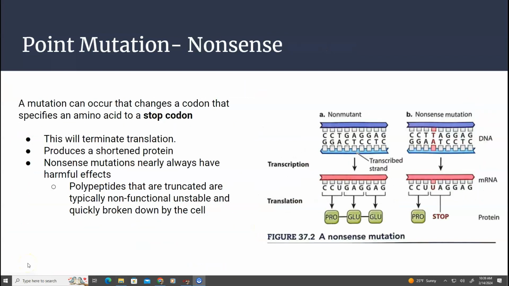A nonsense mutation is a mutation that can occur that changes what should be an amino acid to a stop codon, which will terminate translation and produces a shortened protein, which typically always has some sort of harmful effects.